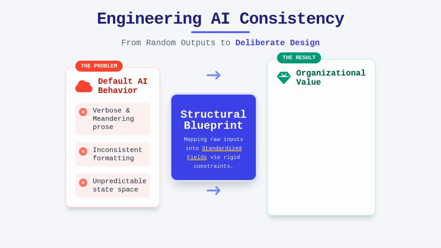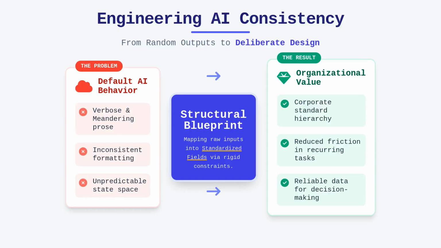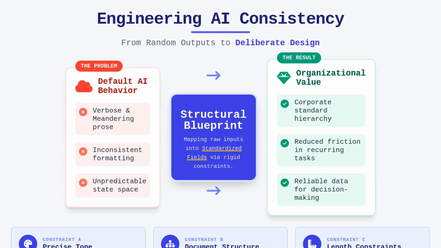By defining precise tone, document structure, and length constraints within our system instructions or prompt templates, we effectively constrain the state space in which the model operates. This ensures that the generated output remains predictable regardless of whether the underlying raw data changes. A well-constructed template functions much like a domain-specific language, forcing the model to map raw inputs into standardized fields. When you establish these templates within a shared prompt library, you reduce the friction of recurring tasks and ensure that every document produced by the system adheres to established corporate standards for tone and hierarchy. This uniformity is essential for downstream processing and for the humans who rely on these documents for decision-making.